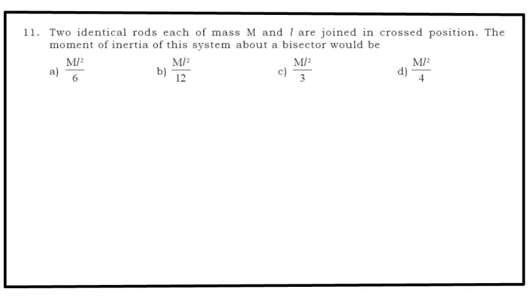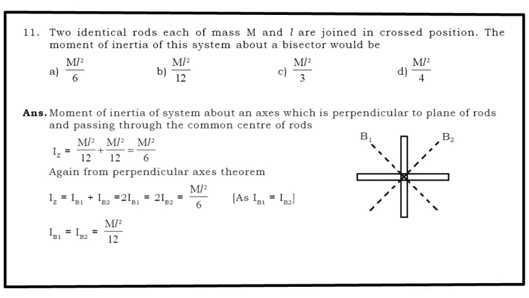Two identical rods, each of mass M and length L, are joined in a cross position. The moment of inertia of this system about a bisector would be, four options are in front of you. The moment of inertia of the system about an axis perpendicular to the plane of the rods and passing through their common center would be equal to what? Come on. One rod mL²/12, second rod mL²/12. So Iz would be equal to mL²/6.